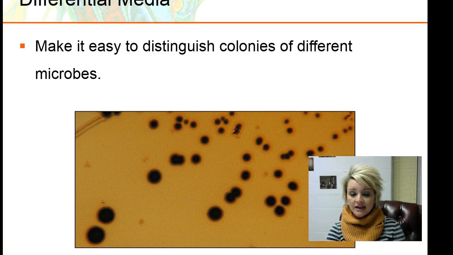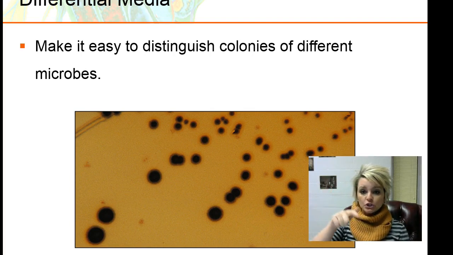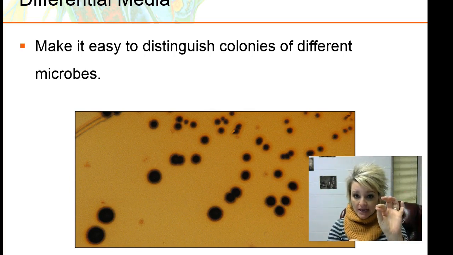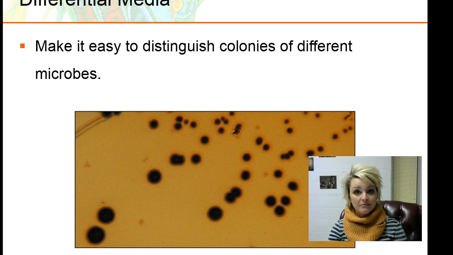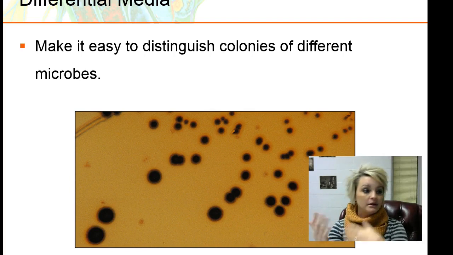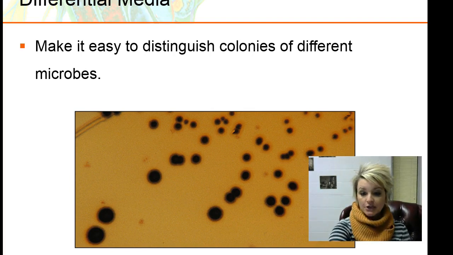So on this slide, those big dark black circles, all of those are the same kind of microbes. And then those little tiny red colonies that you see, all of those are the same colony. So what it does is it allows me to visualize that, okay, I have one type of bacteria growing here, I have another type of bacteria growing here.